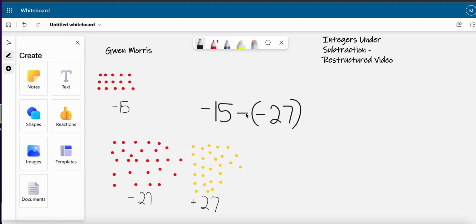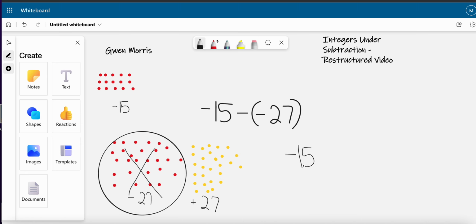Now I want to subtract negative 27. So I'm actually going to go in here, take this negative 27, and get rid of it. Nope, no more negative 27. Now we notice we have the positive 27 and the negative 15. Now all of a sudden we have our negative 15 plus that positive 27.